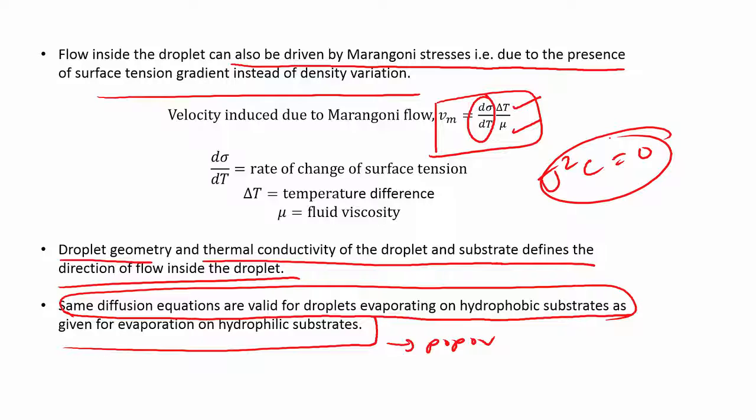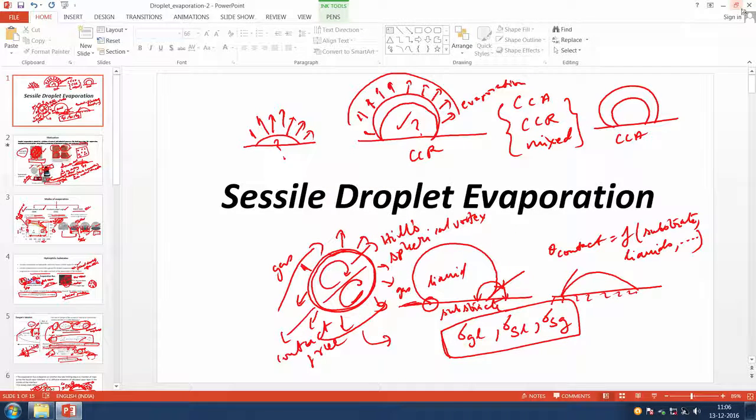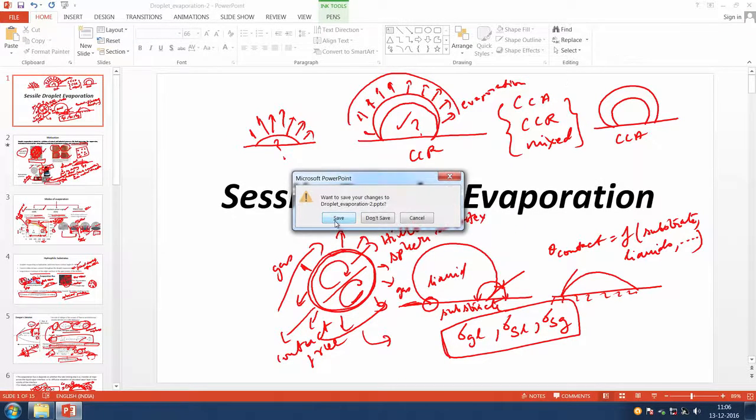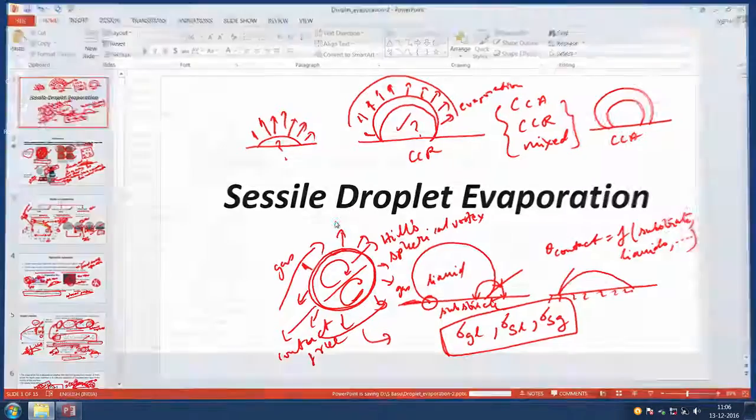So the modes of evaporation become very important. The evaporation flux becomes highly anisotropic in nature, and that affects your particle transport, the blood example that we showed, your coffee stain, and a variety of other things, which mainly happen due to this spatially inhomogeneous evaporation flux. So we have done what we are supposed to do in the case of sessile droplet evaporation.